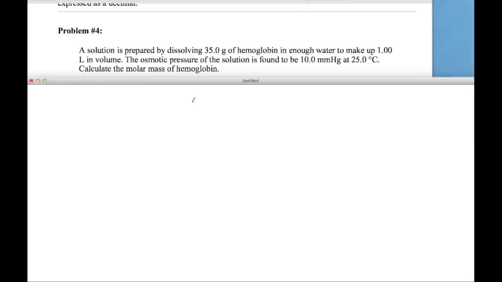Well, looking for the molar mass, so we want grams of solute per mole of solute. And we already know we have 50 grams of solute. And let's see, we know that the osmotic pressure is found to be 10 millimeters of mercury. Well, I'm guessing osmotic pressure only uses atmospheres.